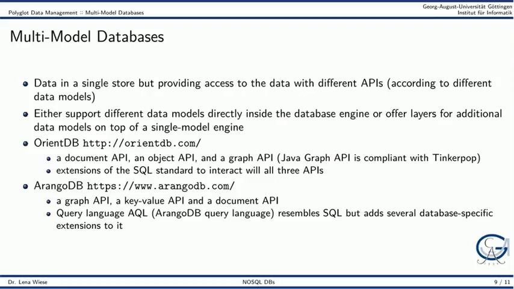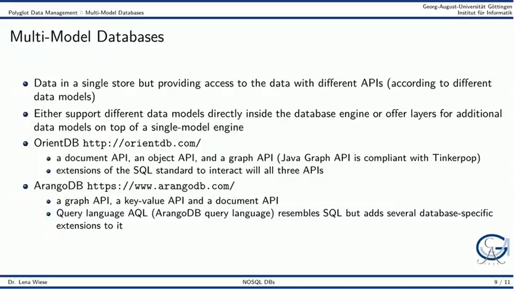As a last option for polyglot data management, we will look at multimodel databases. They consist of a single data store, but they provide access to the data by using different APIs. That is, they support different data models in the same database. To do so, the database can either process the different data models directly inside the database engine, or it offers layers on top of a single model engine.